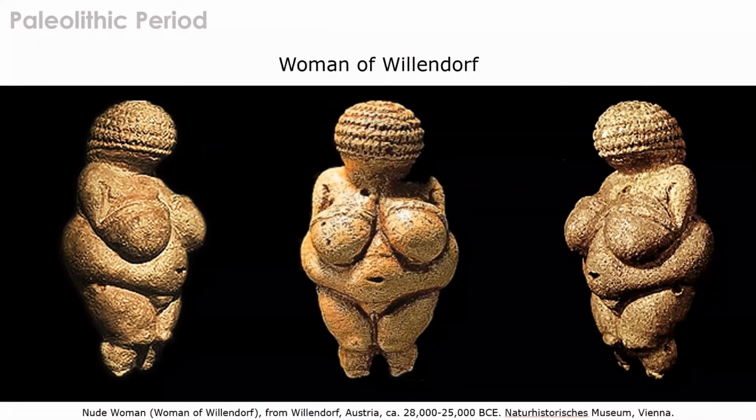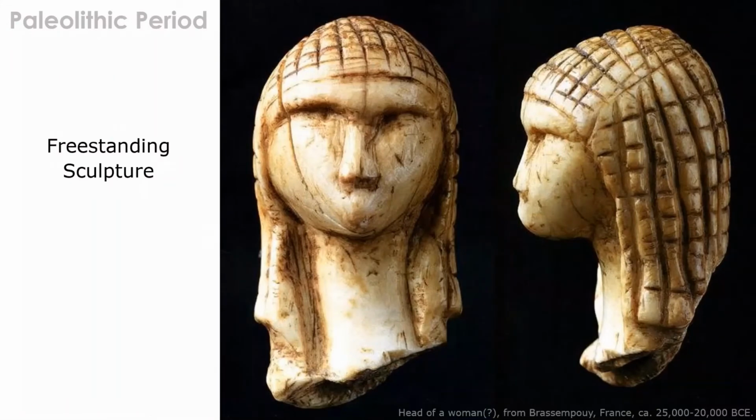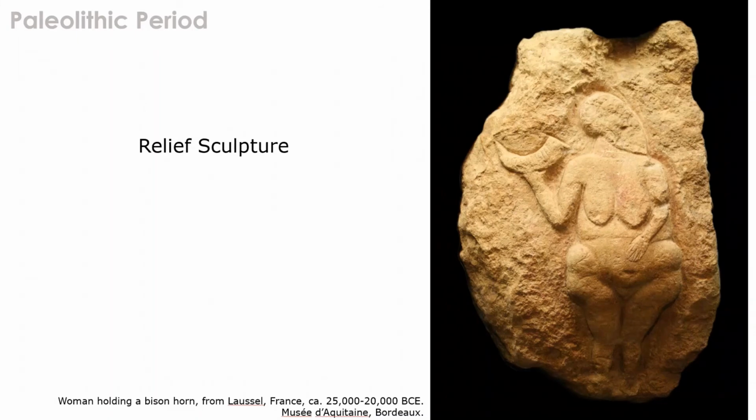However, there is an exception, always. This ivory head has pretty naturalistic human facial features. Paleolithic carvers made not only these freestanding sculptures, but also relief sculptures. Here, we are looking at a relief sculpture of a woman holding a bison horn. These images show a more naturalistic body compared to the Woman of Willendorf, but still she is naked and has no facial features.